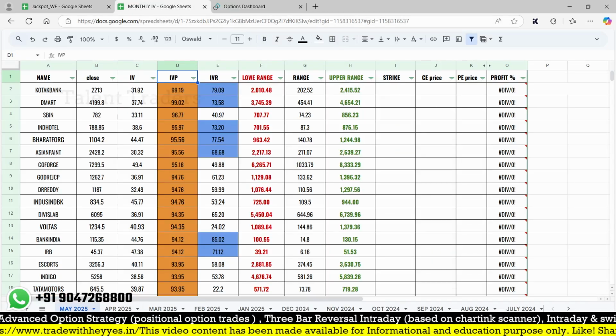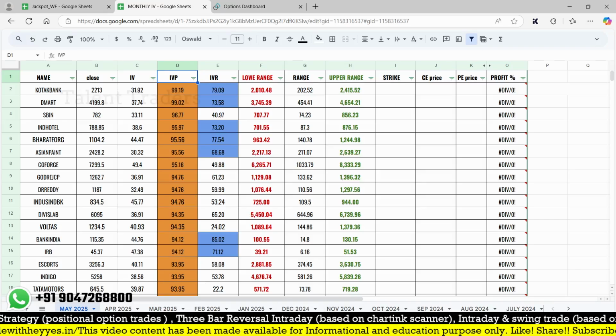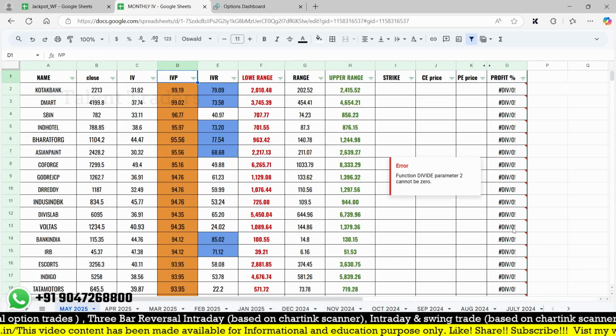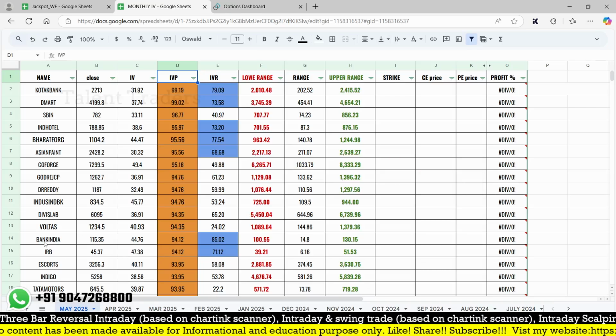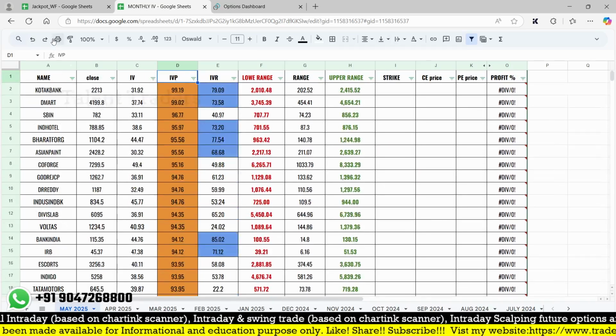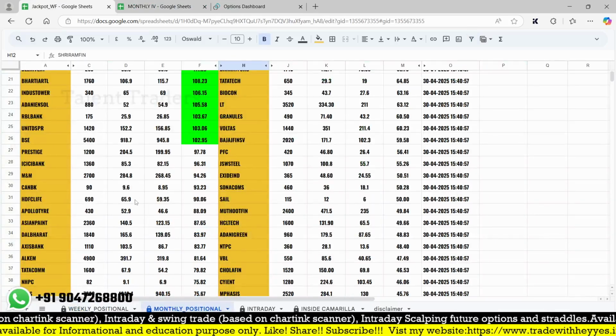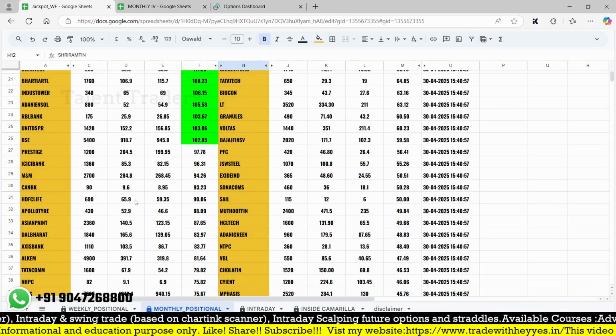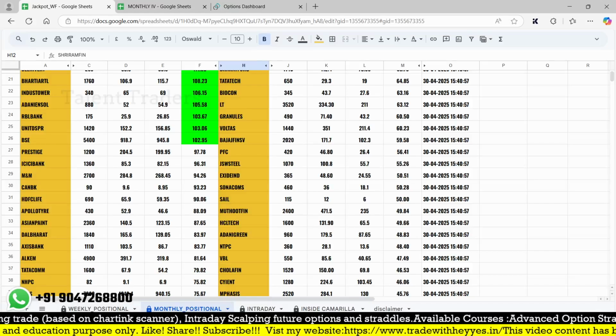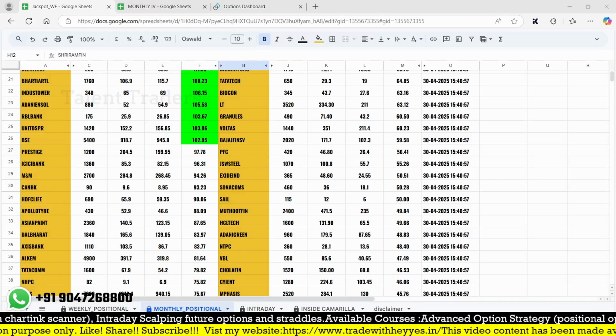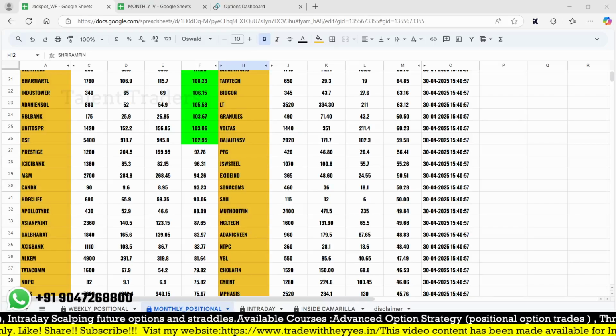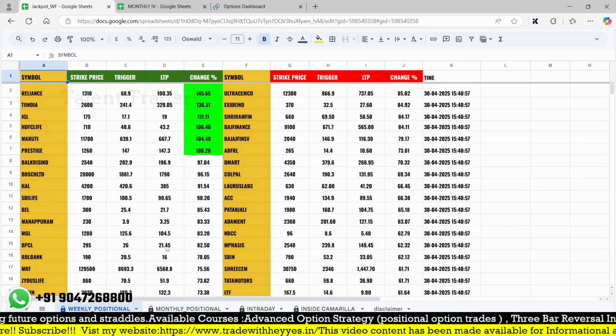After updating the sheet, you will also be getting the updated option data here. So both sheets will be updated tomorrow morning. I think tomorrow the market is on holiday, so you will use the sheet from 2nd May onwards. From 2nd May onwards the data will be there, and this weekly is going to end on the 2nd May.